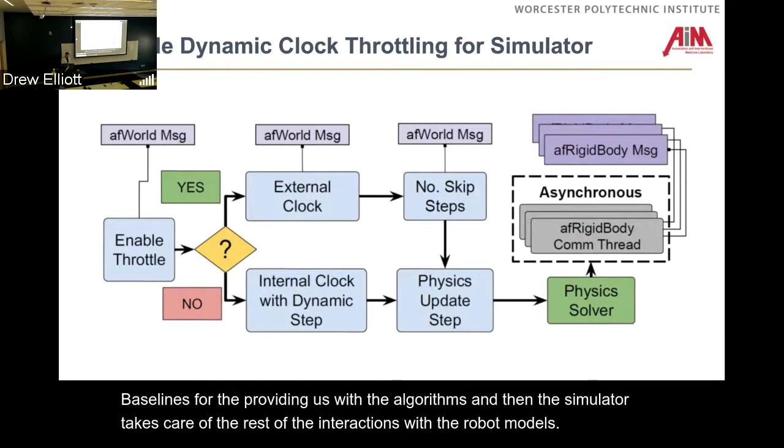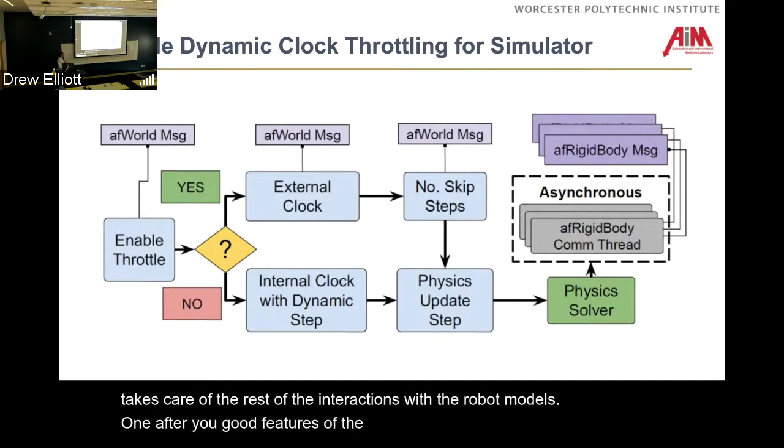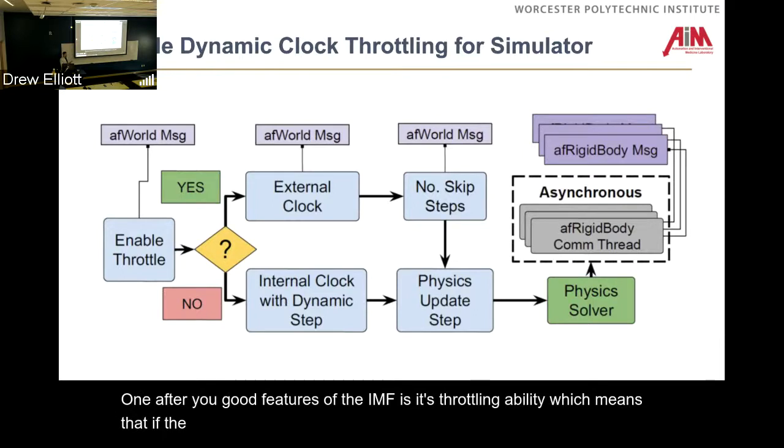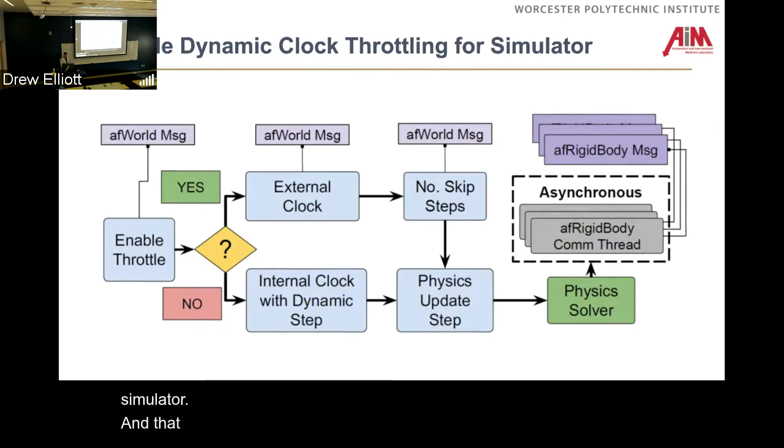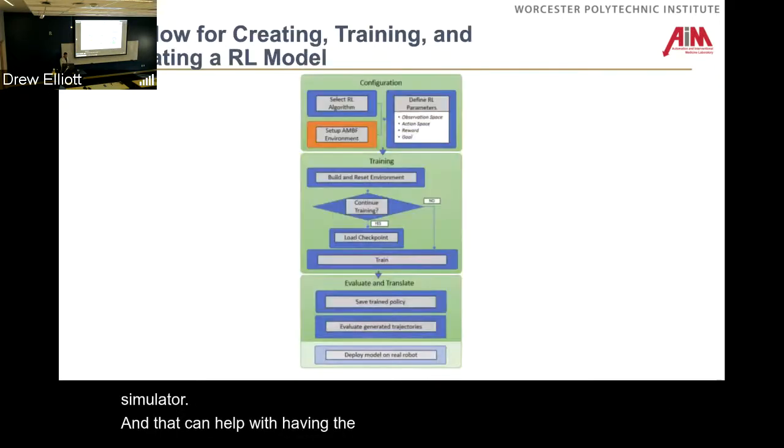One of the good features of the AMBF is its throttling ability, which means that if the system has problems with communication delays or the simulation delays, the simulation can automatically throttle because it's an asynchronous simulator, and that can help with having a stable simulation.